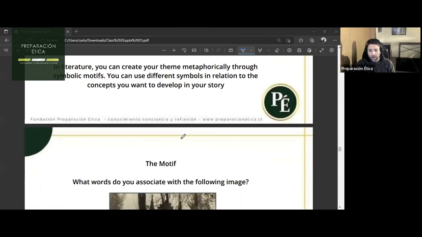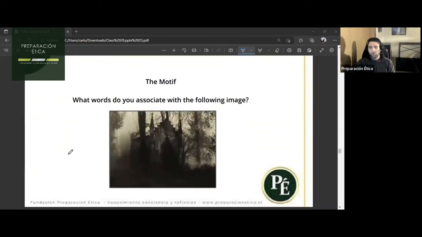If I show you this image, what words do you associate with it? Write in the chat all the words that you can think of when you look at this image. For example, okay, very good. A church, says Paula. Dark, very good, says Bastian. Okay, forest, definitely. We can have abstract concepts or more physical aspects. Fog, very good. Fog, like niebla. Jorge says a psycho killer or terror. Sofia says ghosts, very good.